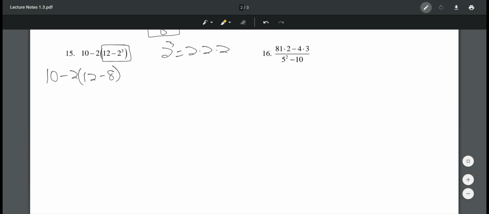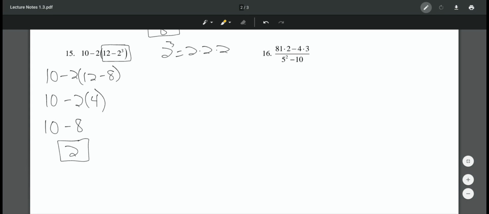Now I still have to get rid of that group. I need one number in that group. So that would be 10 minus 2 times 4, because 12 minus 8 is 4. Now you multiply before you subtract, and my final answer will be 2.